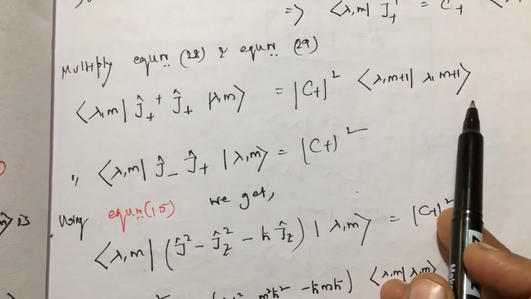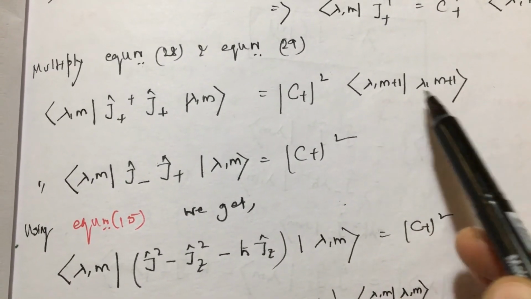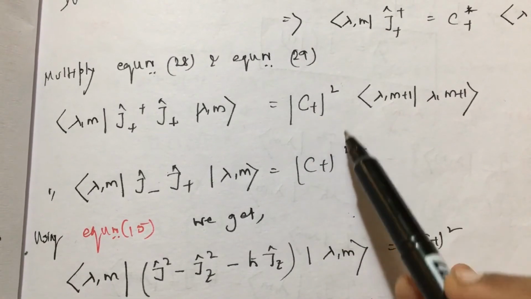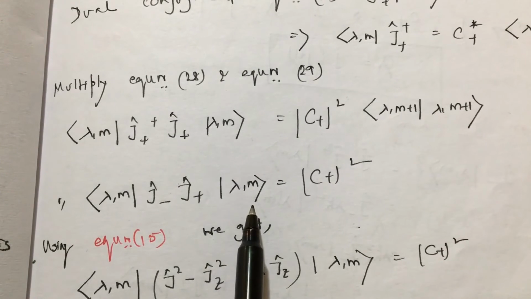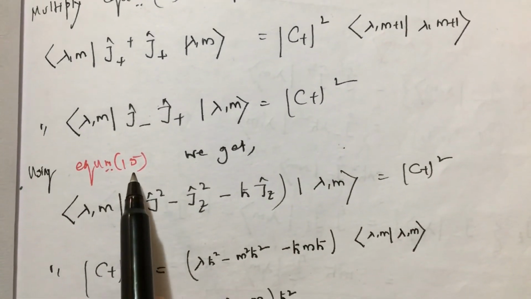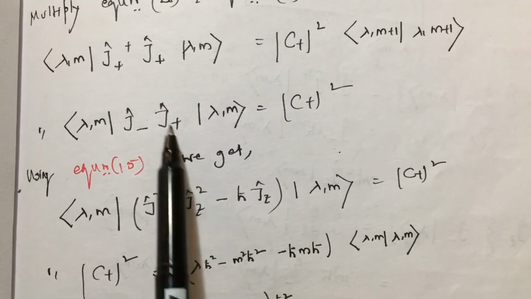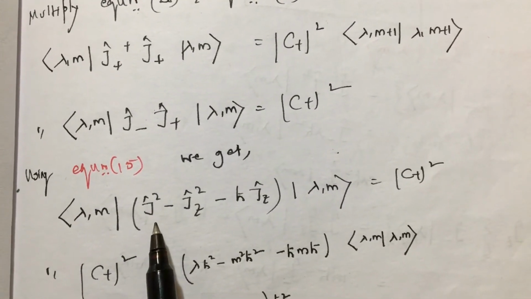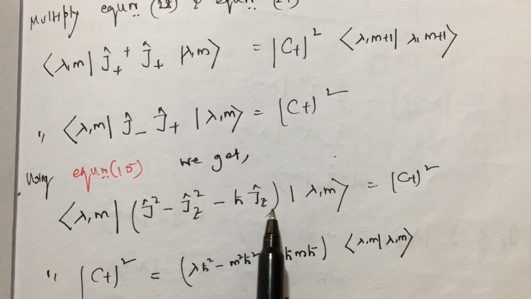So I'm getting this. These are normalized vectors, so this gives me 1. So I'm getting only the modulus square of c plus on the right hand side. On the left hand side I have obtained this one. Now I have applied equation 15. You can check equation 15 from my previous videos. So in place of J minus J plus, I can write, using equation 15, J square minus Jz square minus ħ Jz.